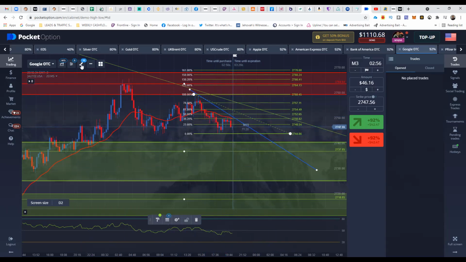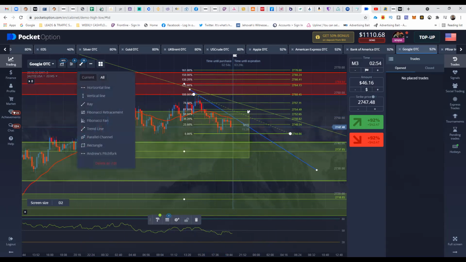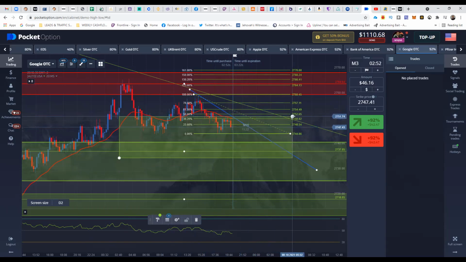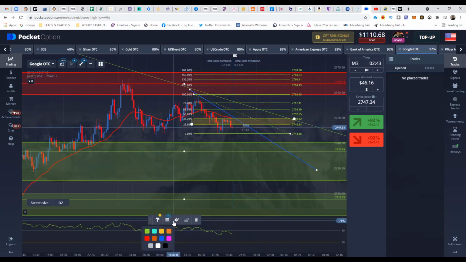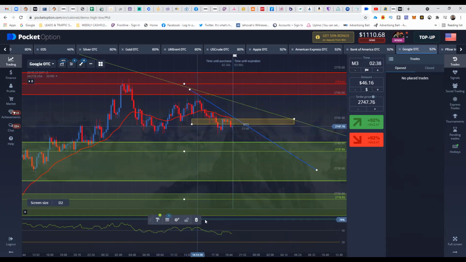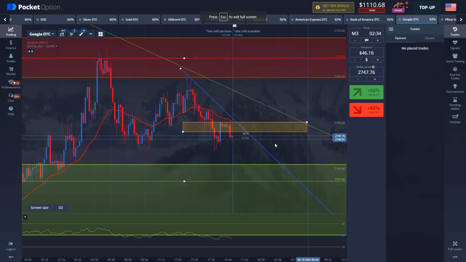So then what I'm going to do is I'm going to actually draw a rectangle where that 23.60 is, between 38.20 and the 23.60. Like this golden color. And then when price starts to move, then that's what I'm going to put in my trade. So I'm going to see what price is going to do in 11 minutes. And then if the next candle starts to sell and push down, then that's what I'm going to do.